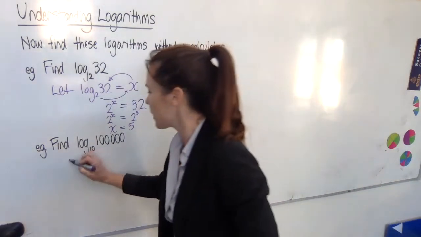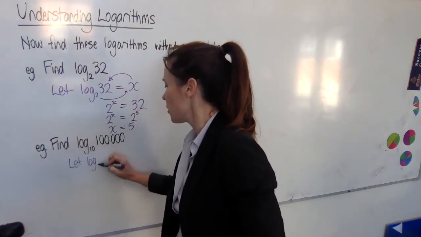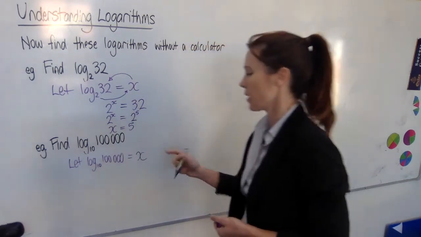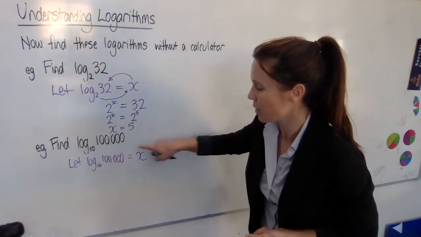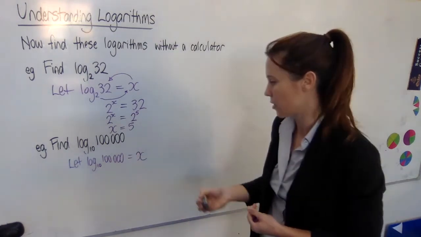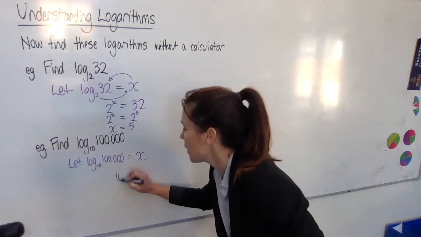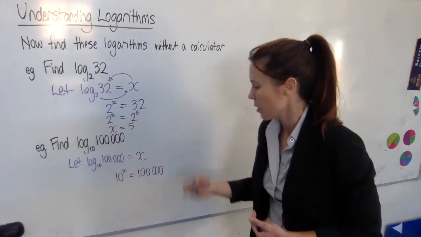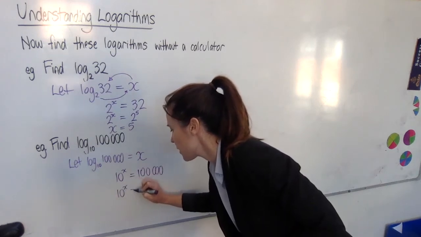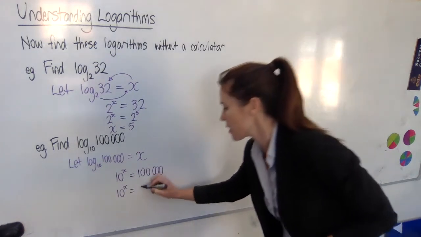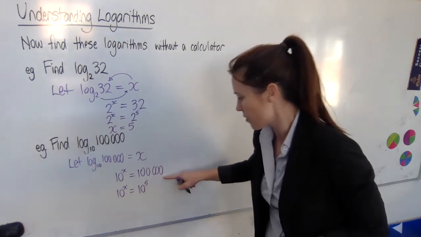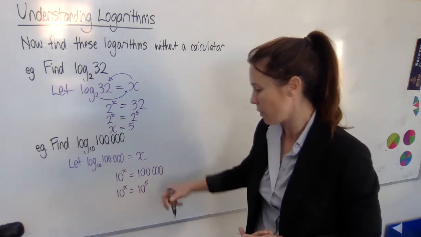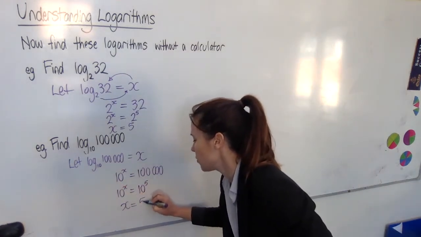I can do the same thing down here. Let's let the log base 10 of 100,000 equal x. That gives us something to find, and it gives us the 3 elements so that we can tell the story and rewrite the question a different way. 10 to the power of x is equal to 100,000. So 10 to the power of x is, I know that this is a power of 10. This is 10 to the power of 5, isn't it? Because there's 5 zeros. Therefore, if they've both got base 10 and they're equal, then x must be also 5.